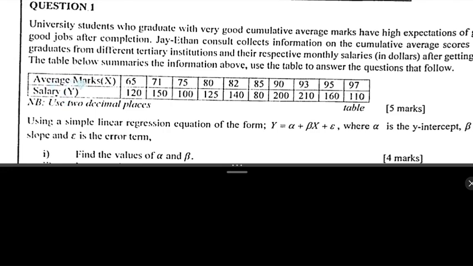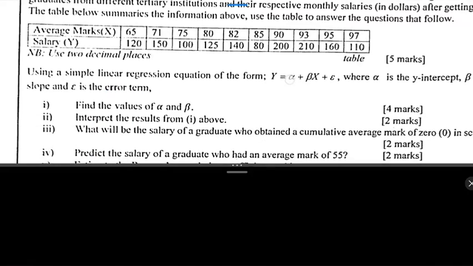So we have the average marks that were collected by Gene Etten Consult, and we have their respective salaries after getting a job. The examiner is asking us to work in two decimal places, right? Using a simple linear regression equation of the form y = alpha + beta x + e, where alpha is the y-intercept, beta is the slope, and e is the error term, we are asked to find: I, the values of alpha and beta. II, interpret the result from I above.